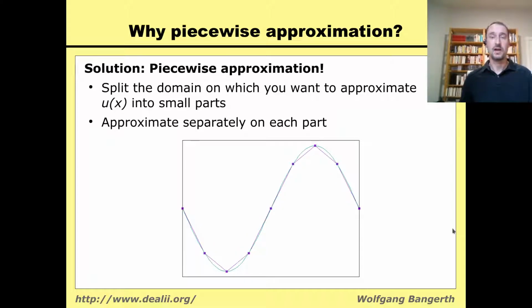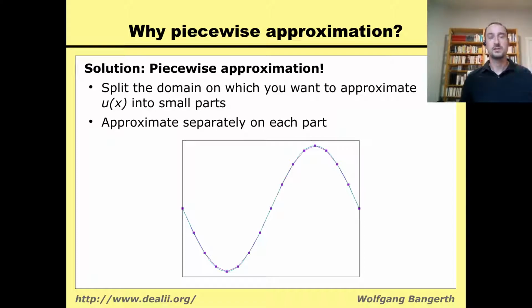So I can refine the mesh once more. That means I replace each interval by its two halves. And you see that in this case, this piecewise linear approximation, this purple curve, is already much better than what we had before. And I can continue this. And so here now, you can hardly see the difference between the original function and the piecewise linear approximation.